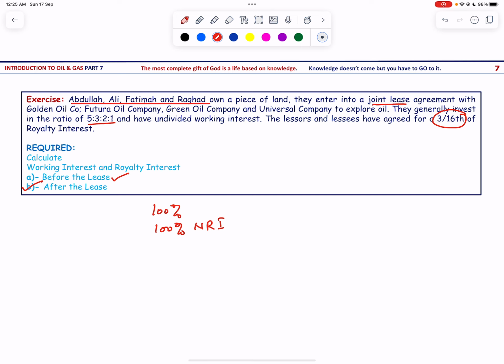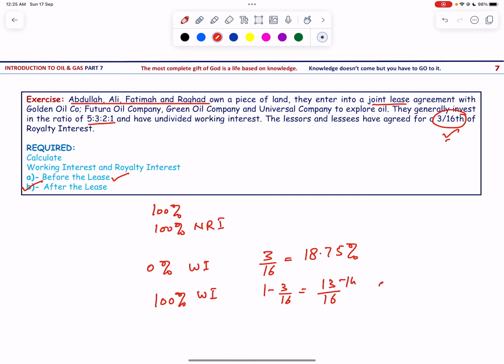Now after the lease, the lessors own now 0% of working interest and 3 upon 16th, that is 3 upon 16, and this will be equal to 18.75% of royalty interest, as now there is a lease agreement with the oil companies. The oil companies will have 100% of the working interest and they will have 13 upon 16th or 81.25% of the revenue.